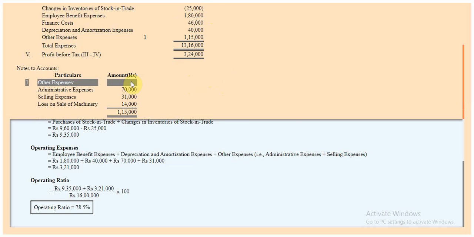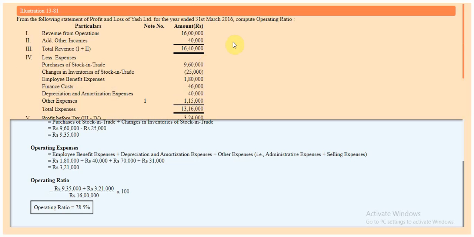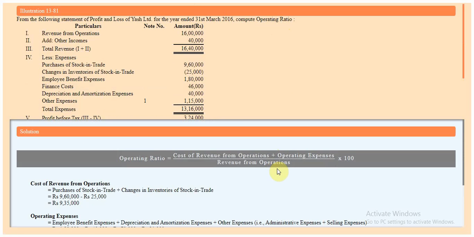In notes to accounts, they have given different items under other expenses. So under other expenses, we have administration expenses, and then selling expenses, loss on sale of machinery. So with this information we are supposed to calculate operating ratio. So what is operating ratio, friends? What is the formula? Operating ratio is equal to cost of revenue from operations plus operating expenses divided by revenue from operations.